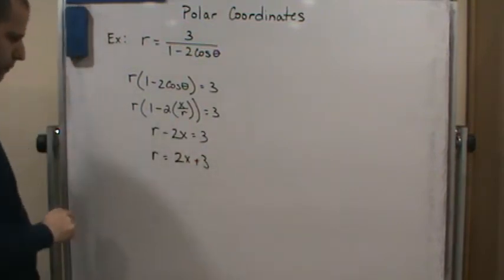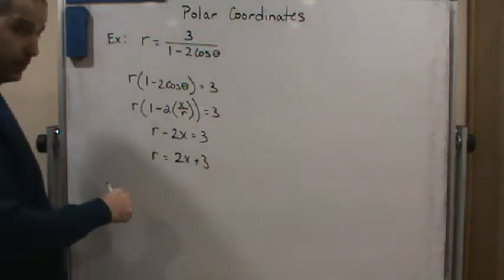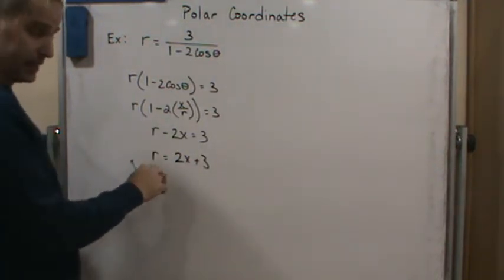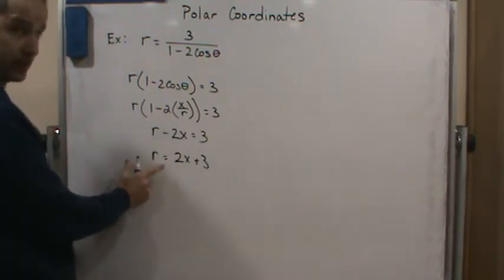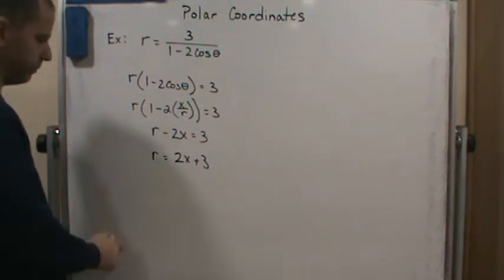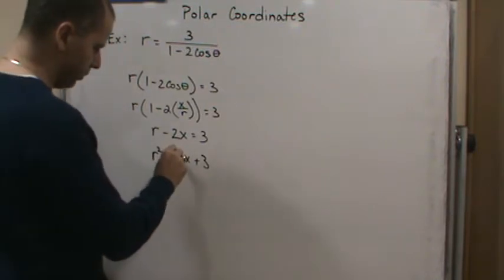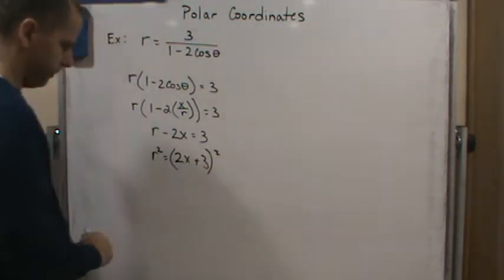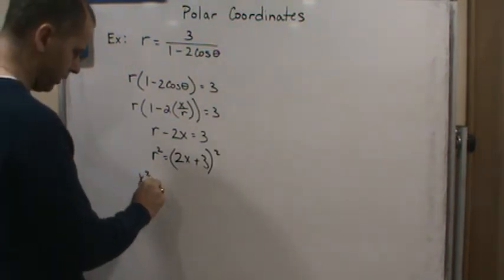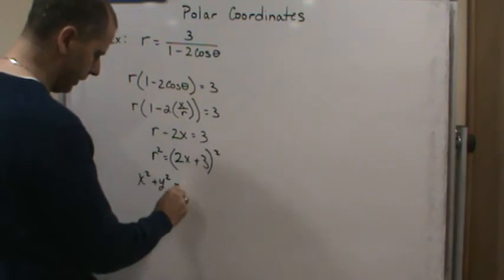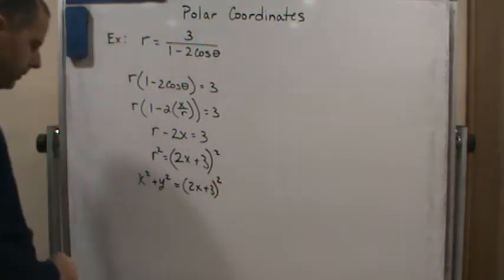plus 3. Now I've got r by itself, but I need to get rid of r, so the easiest thing to do is use r squared. Because if I square both sides, I get r squared, and then I can substitute in using the Pythagorean identity. So let's just do that. If I square both sides, I get r squared equals this squared. And then I can replace r squared with x squared plus y squared equals (2x plus 3) squared.